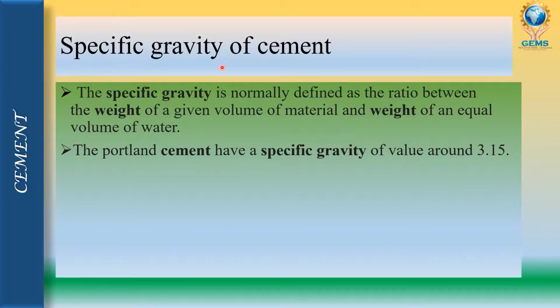Specific gravity of cement. Let us see what specific gravity is. Specific gravity is defined as the ratio between the weight of a given volume of material and the weight of an equal volume of water. That means the weight of the material divided by the weight of water is called specific gravity. For cement, Portland cement has a specific gravity of around 3.15.